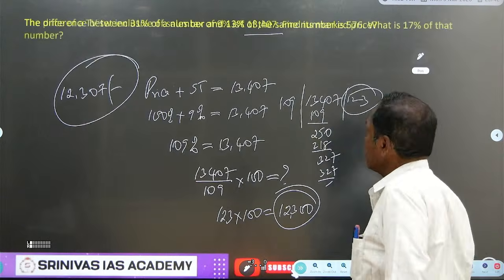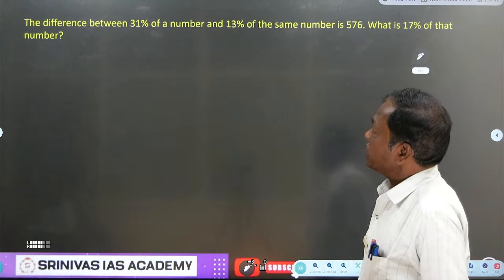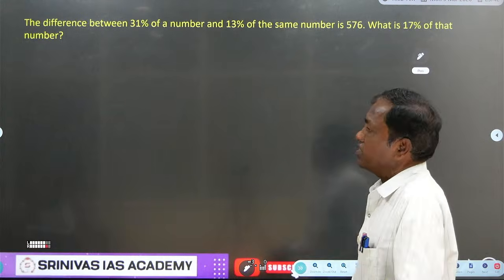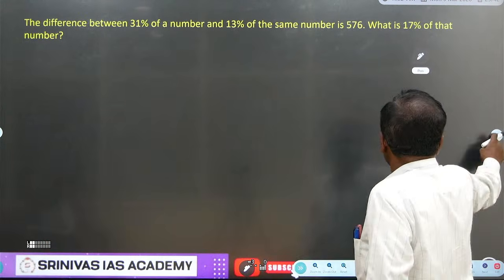Next. The difference between 31% of a number and 13% of the same number is 5. What is the 17% of that number? Now you can do it by yourself.